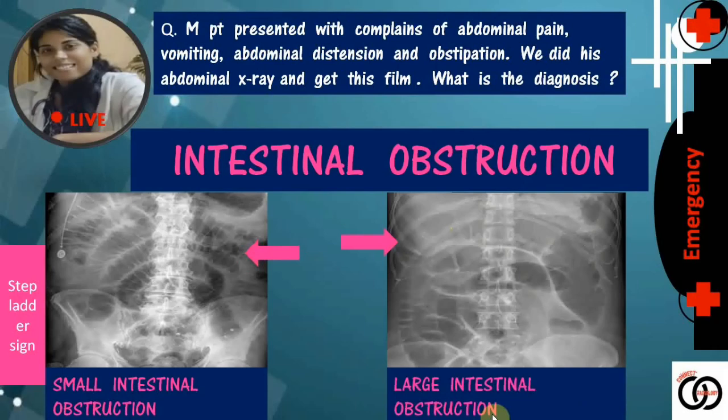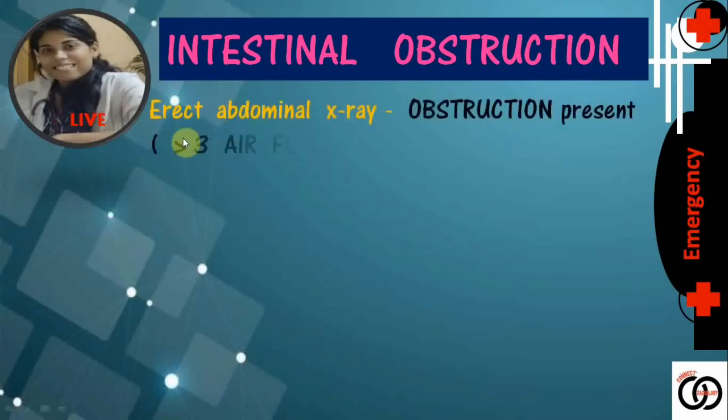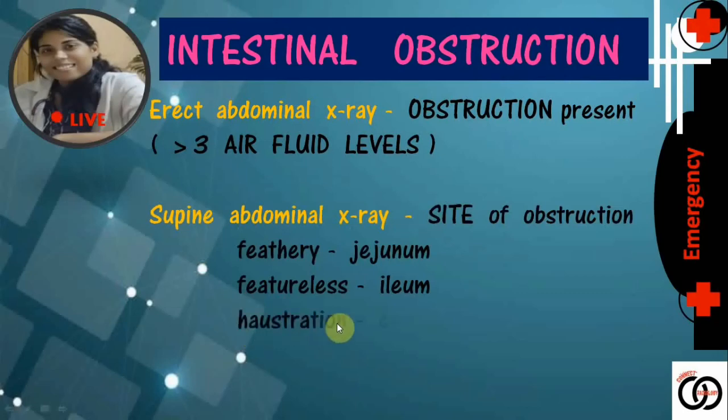The initial investigation for suspected intestinal obstruction is X-ray abdomen, erect one. That erect one is to diagnose the obstruction when more than 3 air fluid levels are seen. And the X-ray supine film abdomen is to know the site of obstruction. Feathery appearance says it's jejunum, featureless is the ileum, and colon shows the haustrations.